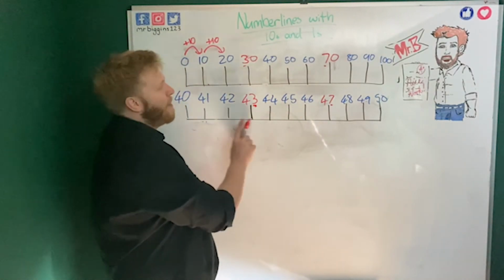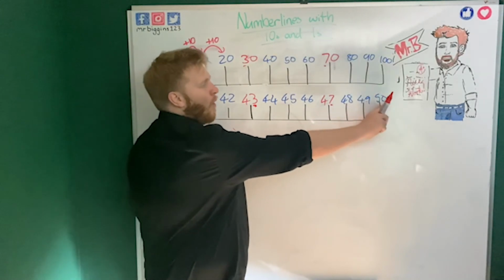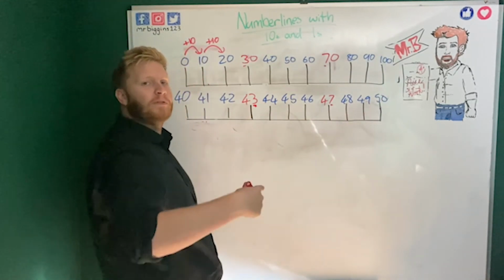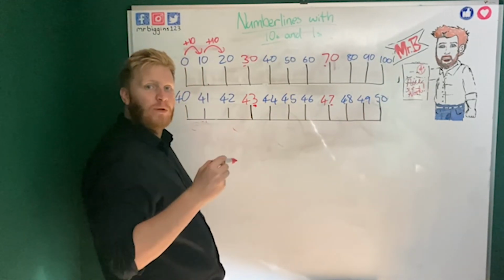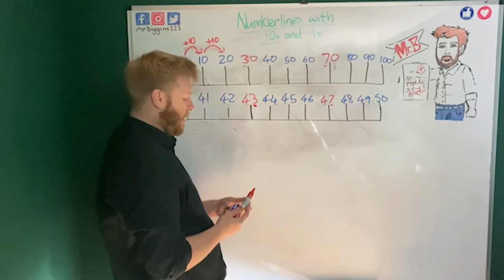What we always have to remember is once we get to the 49, our 1s is going to turn to a 0, and our 10s will go up by 1 because we're going up to the next set of 10s. Like if we're at 9, we go to 10. 19, we go to 20. And we need to remember that through.